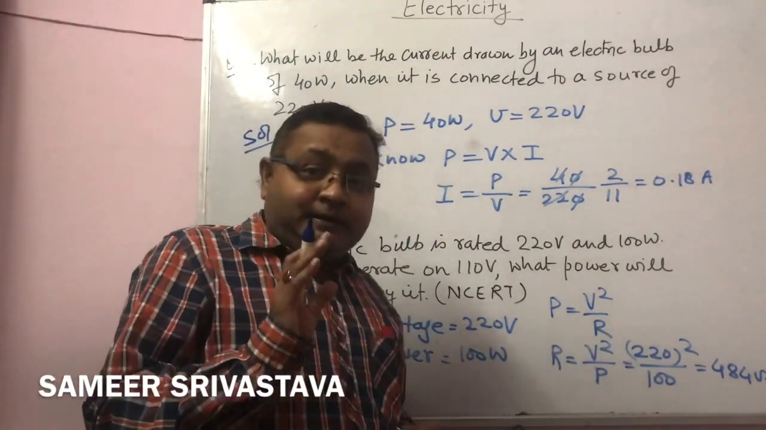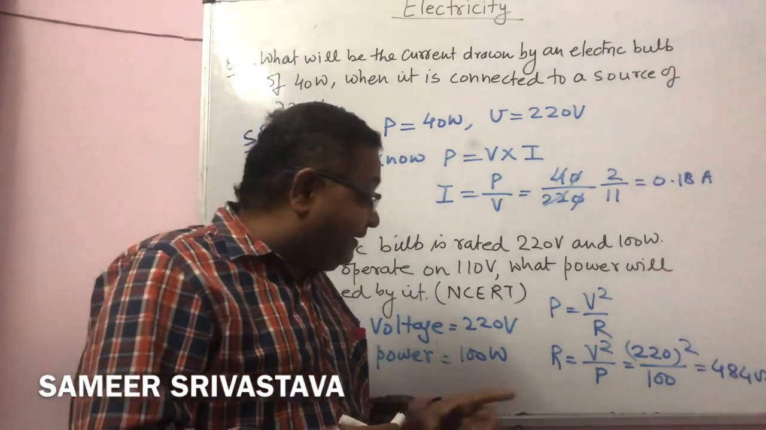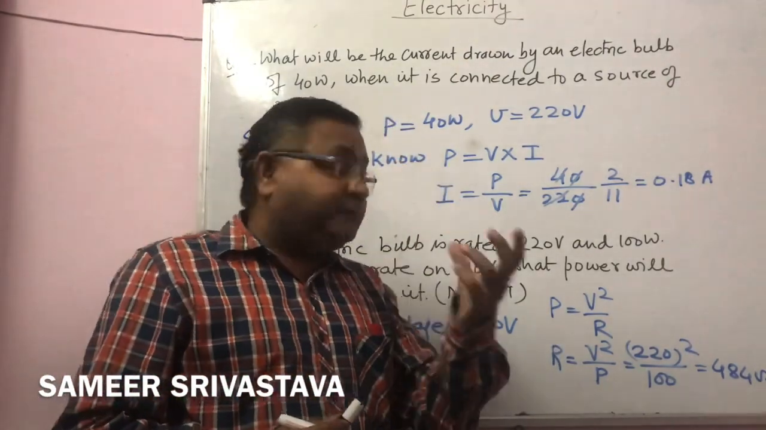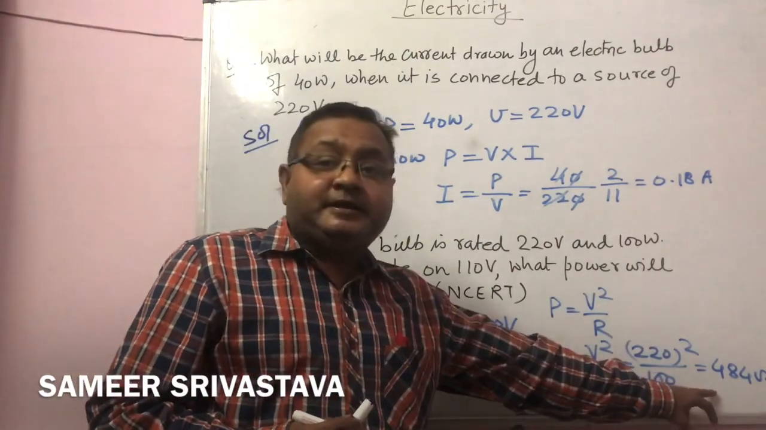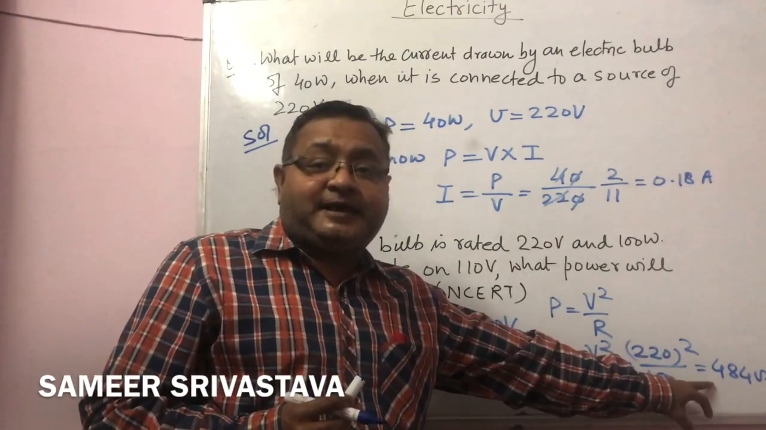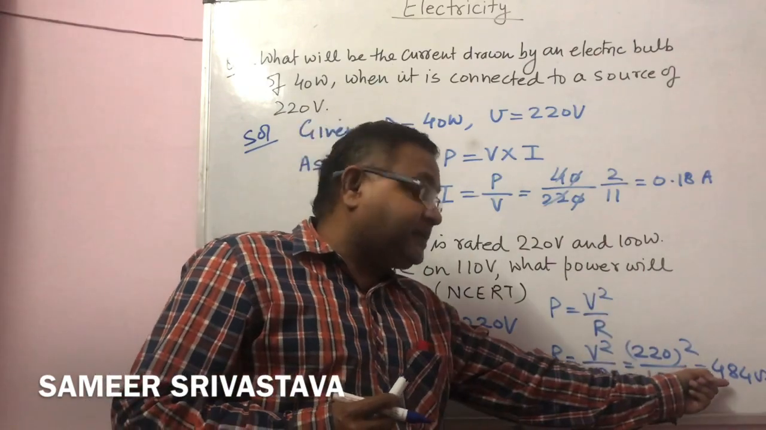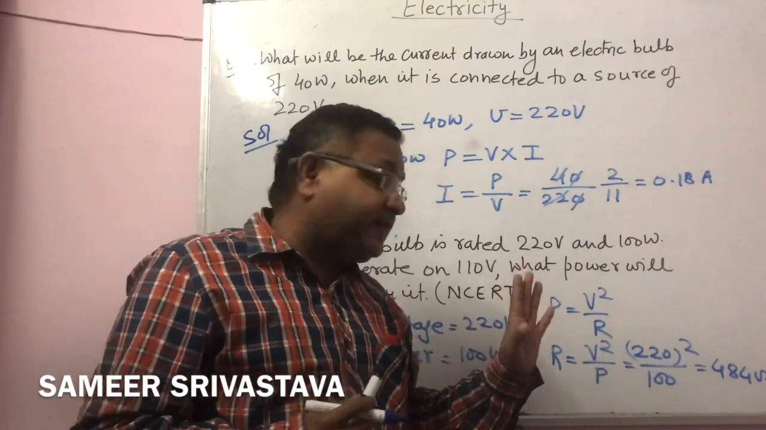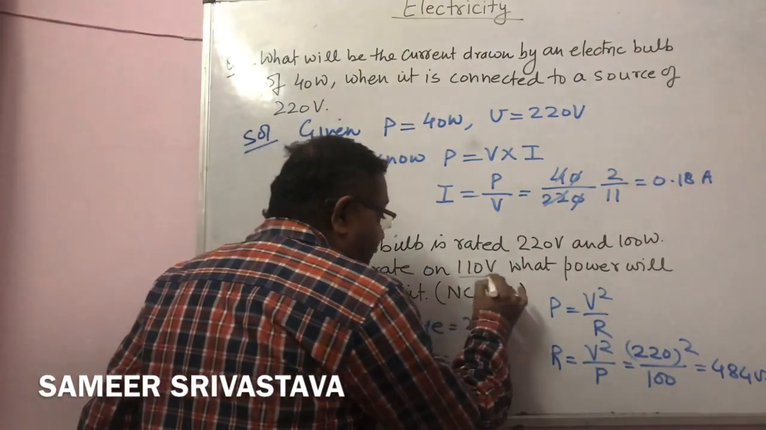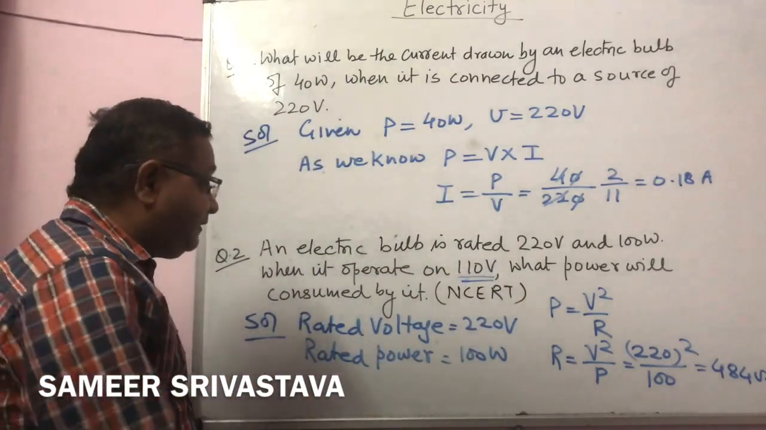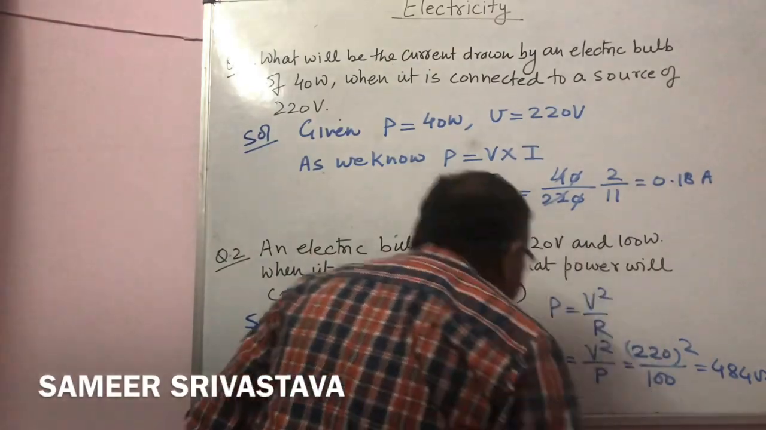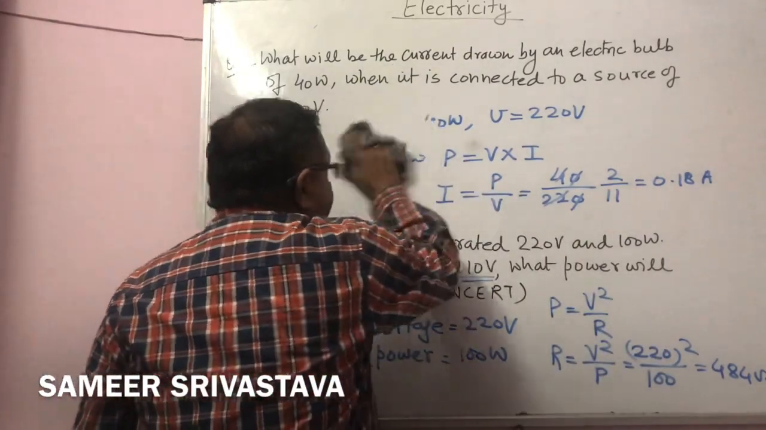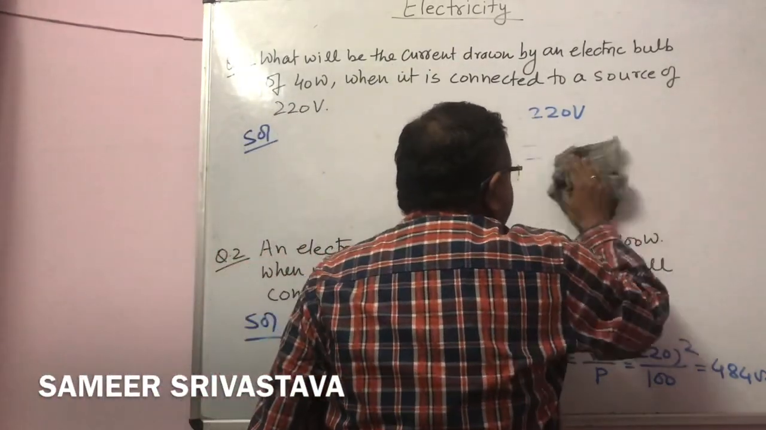And again remember that the value of this resistance for that bulb of rating 220 volt, 100 watt cannot be changed, right? This resistance has an unchanged value. Now for the new voltage, 110 volt, we have to find the power. Okay, I am going to write here.